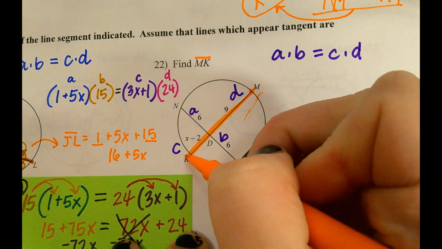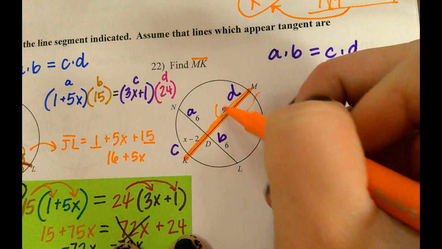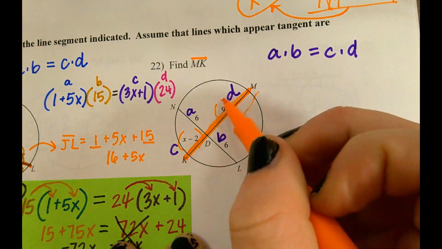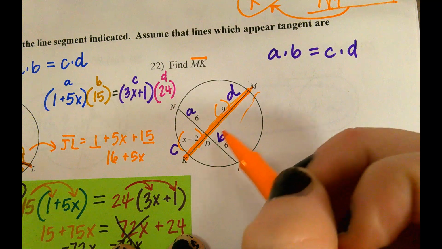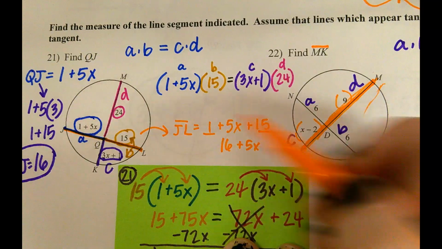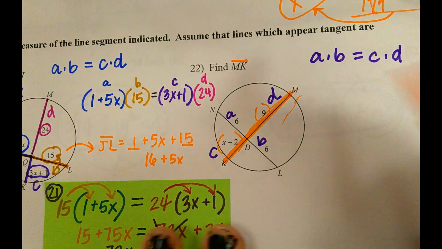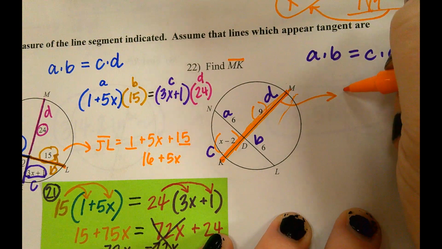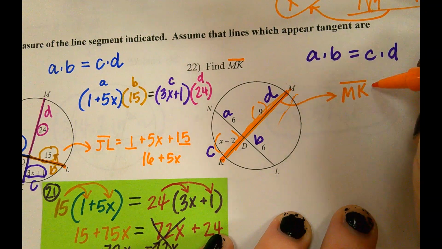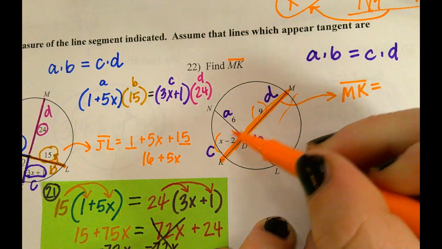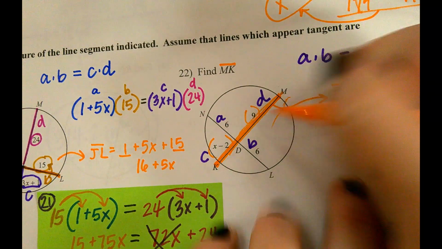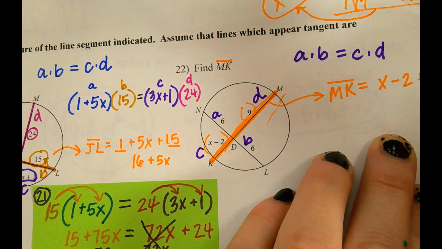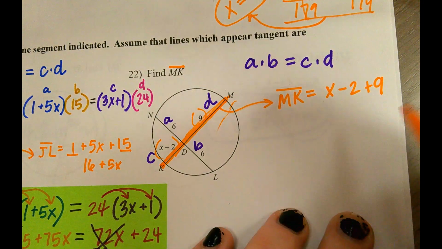I need this length. So I want exactly what's labeled. I want the 9 and I want the x minus 2. So we're just going to use one of each. We're going to add those together, like over here. Does that make sense why we're doing it that way? Okay. Good. I want to make sure I'm making sense. So MK equals x minus 2 plus that 9. That's that whole segment length together.